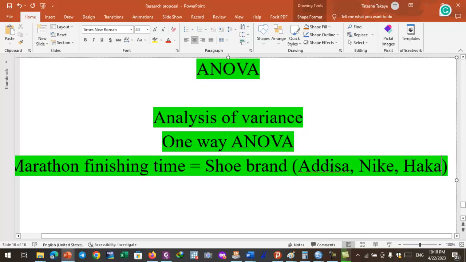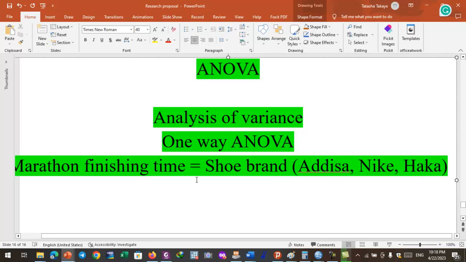Our interest is to find out whether there is a statistically significant mean marathon finishing time difference between the pair groups of the independent variable. For example, we can make groupings here: Adidas and Nike, Adidas and Haka, Nike and Haka. There are three groupings: Adidas and Nike, one pair group; Adidas and Haka, second pair group; and Nike and Haka, third pair group. So there are three pair groups, and we will find out whether there is a statistically significant difference between these pair groups.